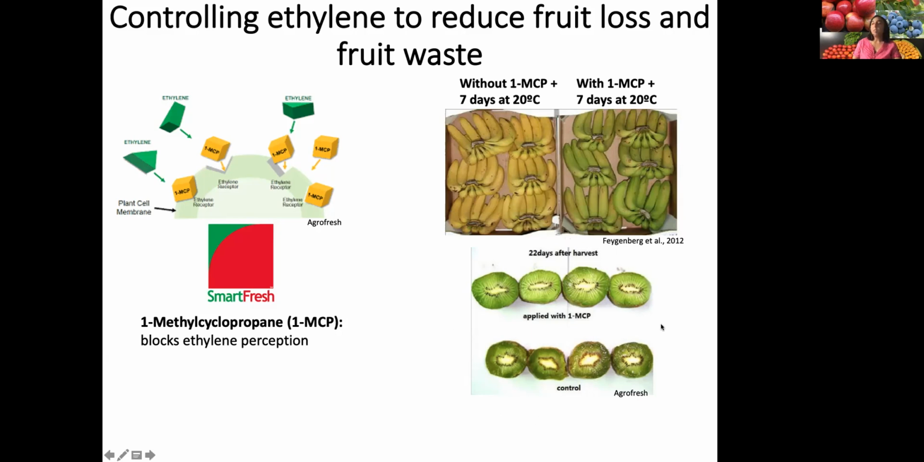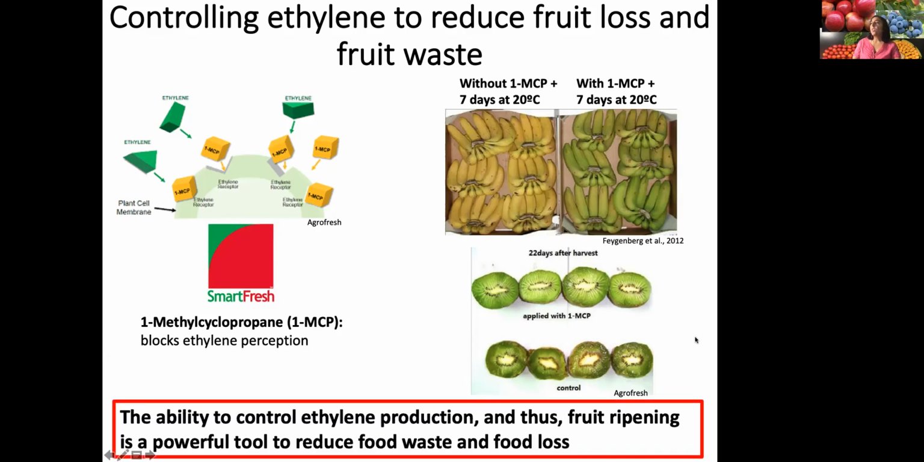Here is another example with kiwi fruit. Okay, this is 22 days after harvest. You can see fruits where 1-MCP was applied versus fruits that do not have 1-MCP. Okay, so this is a very important tool because the ability to control ethylene production and thus fruit ripening is a powerful tool to reduce food waste and food loss. We are able to maintain quality, we are able to extend storability, and that helps us to distribute our fruits as we need them to be, and that reduces food waste and food loss enormously.